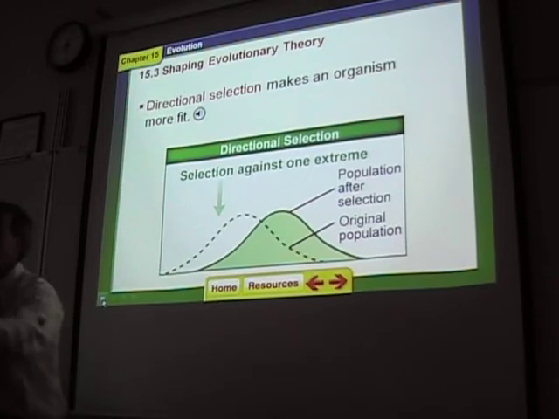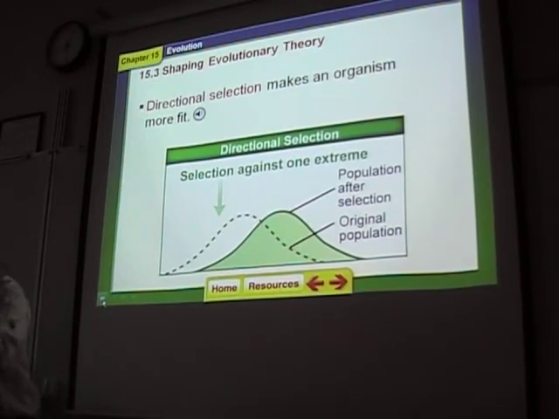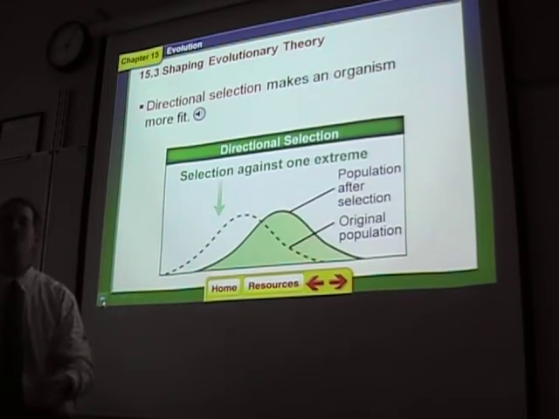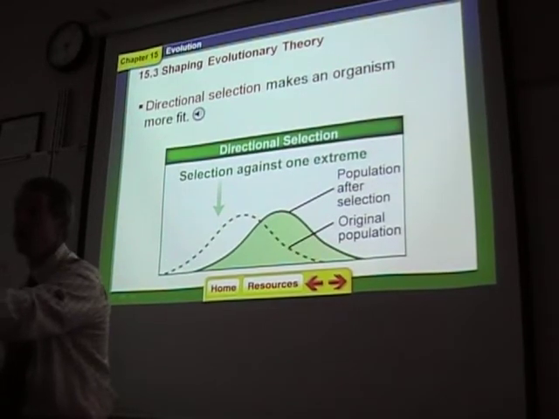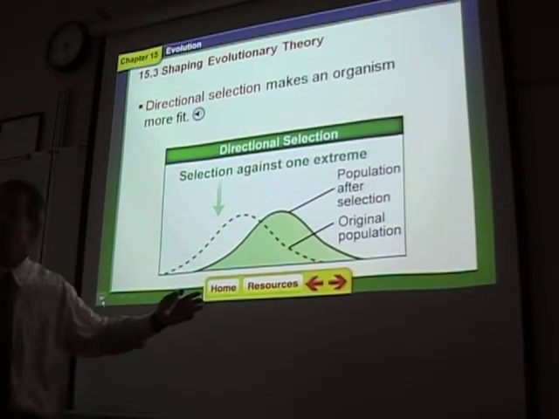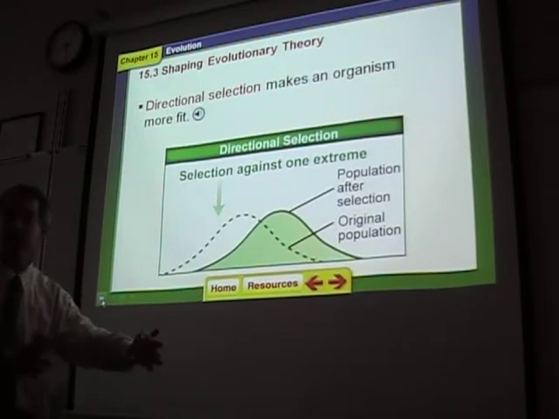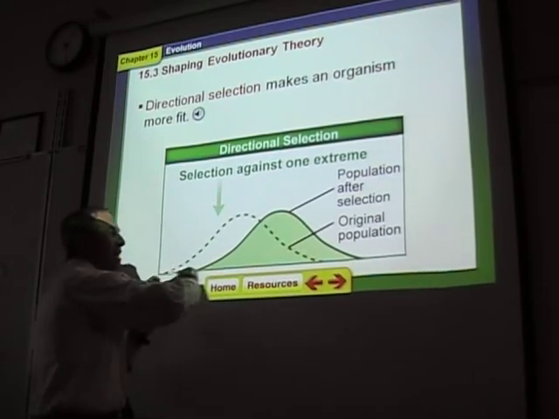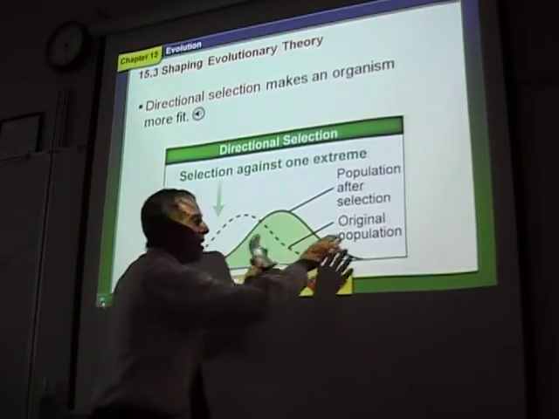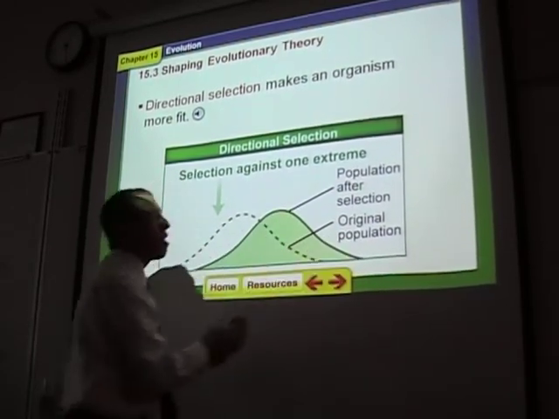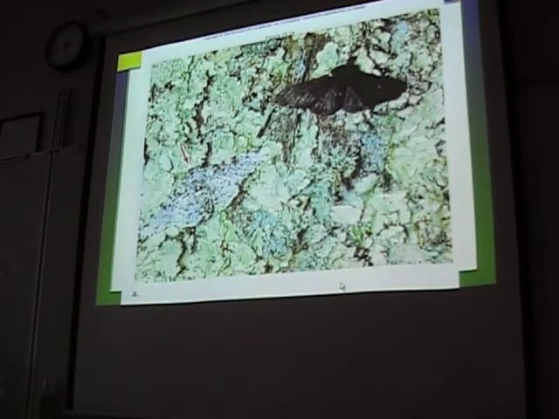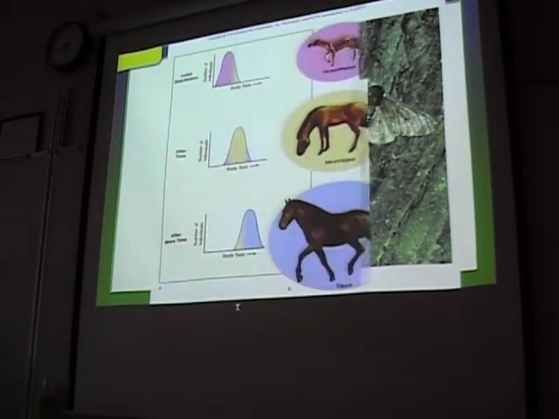Gotten taller. They've gotten bigger. That's correct. This is what we call directional selection. Something in nature is selecting the taller individuals. This is what happened with the giraffe evolution. The shorter ones died, the taller ones survived, and that moved our bell curve to the right, meaning in a taller direction. I'll come back to these moths because they're important.